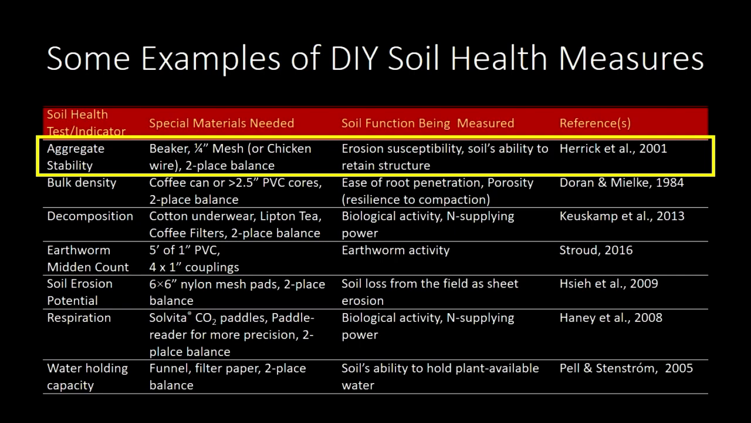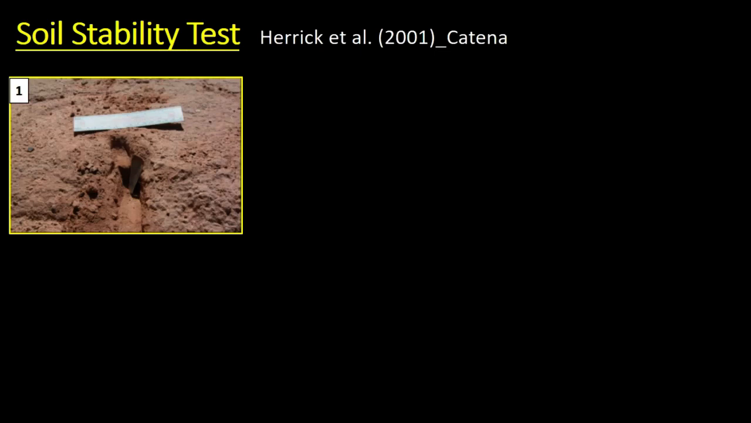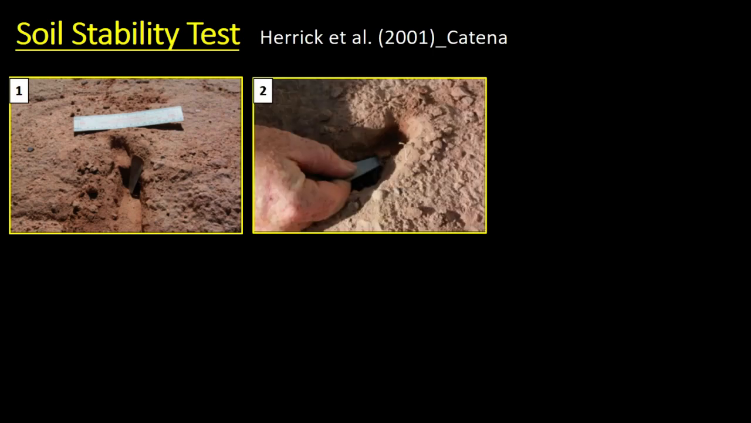All right, so aggregate stability. This is a measure that Jeff Herrick came up with. Kind of a quick and easy way to do this. It's published in the journal Catena. So you go out and you dig a little trench with this tool that they provide you in this kit. I'm sorry these pictures didn't come out that great.